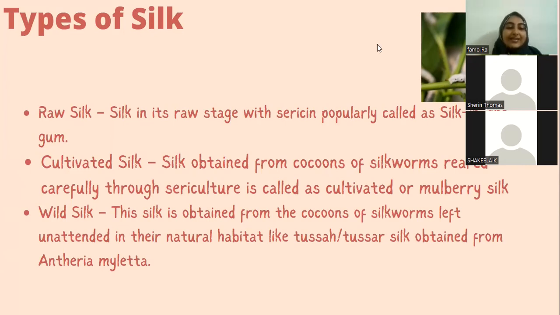Now the wild silk is obtained from cocoons of silkworms which are left unattended in the wild, in their own natural habitats. Like tussar silk. You have heard about tussar, like tussar saris. So tussar silk is a wild silk, and its quality is not as good as the cultivated silk. It is obtained from Antheraea mylitta. It's not Bombyx mori. Cultivated silk is produced from the silkworm of the species Bombyx mori. Here it is Antheraea mylitta.